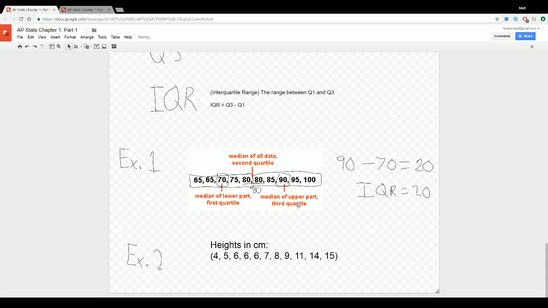Let's move on to example 2. In this example, we have this data, heights in centimeters, and we have it right here. If you count up the data, you see we have 1, 2, 3, 4, 5, 6, 7, 8, 9, 10, 11. And sorry about the bad writing.